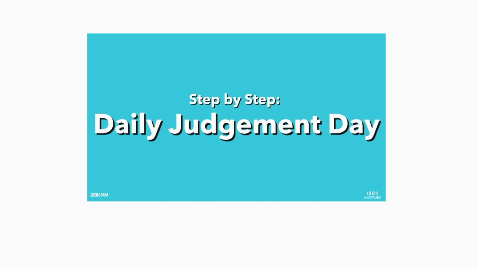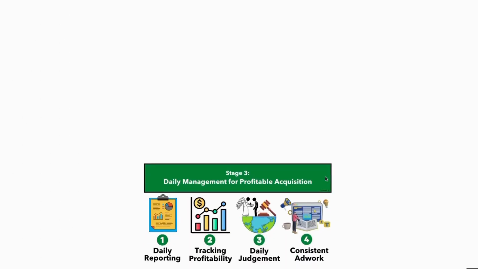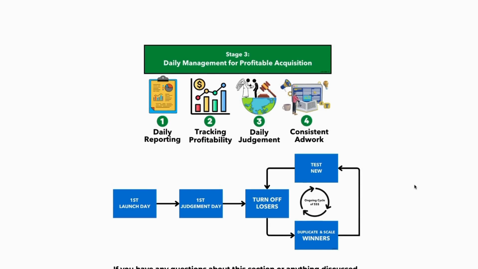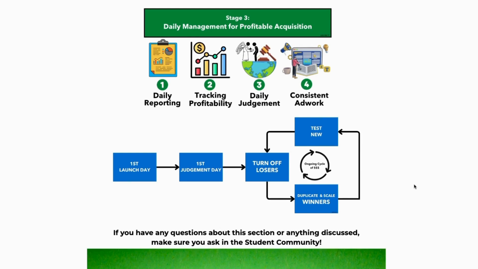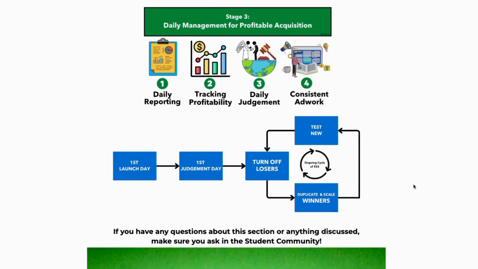All right, welcome back from that step-by-step for the Daily Judgment Day split screen. So again, it's going to be very similar to what we did in the launching, but just as a recap, that's what we're doing on an ongoing daily process to make sure that this laboratory, this ecosystem that we are running, we are keeping it healthy. So with that being said, ladies and gentlemen, this has been step number 3 of the daily management process. We've already talked about daily reporting, then we track the profitability, we zoom out, then we zoom in to the actual ads, and we do the Daily Judgment Day process, right? Turn off the losers, duplicate, scale the winners, test the new, and we'll talk more about testing the new when we talk about the consistent ad work.